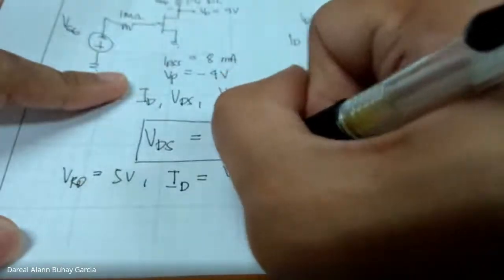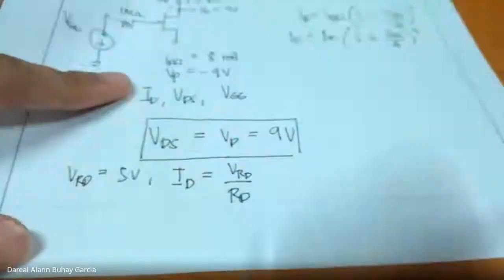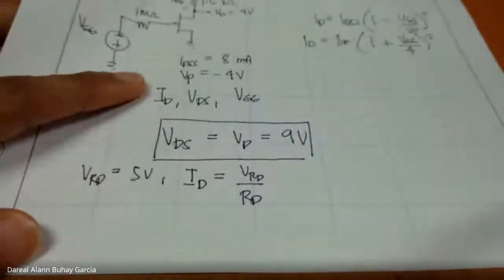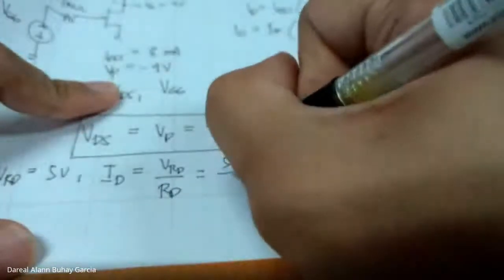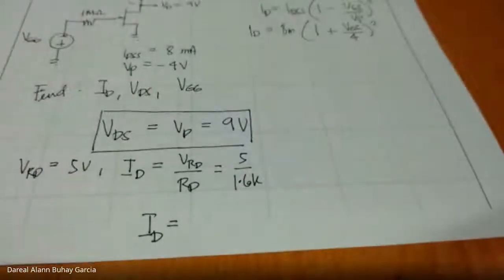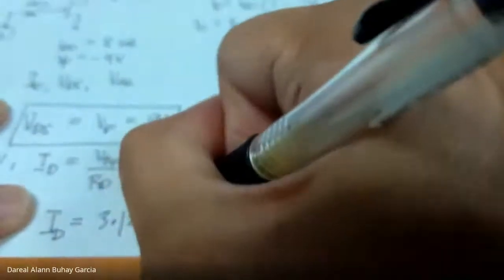ID is equal to VRD over RD. Correct? Ohm's law. Which is equal to 5 over 1.6K. Meaning, ID is equal to 3.125 milliamperes. That is our ID.